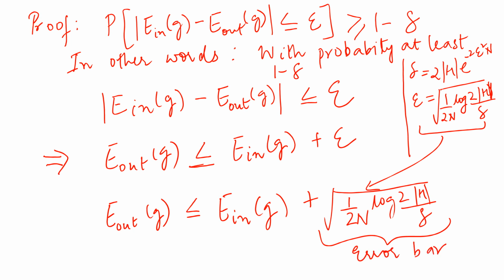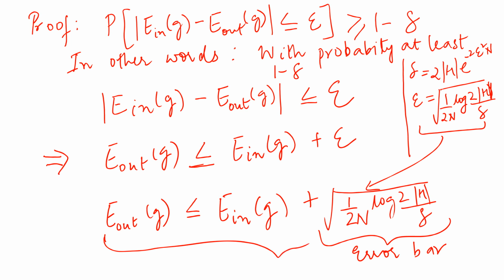Okay, so now we have a better relationship between E out and E in. The reason we are doing that is for the feasibility of learning. For learning to be feasible, there has to be a way of reaching out to the universe of the problem that we are solving. So there has to be a way of reaching out from the sample to the actual data, right? So that's why we derived this.